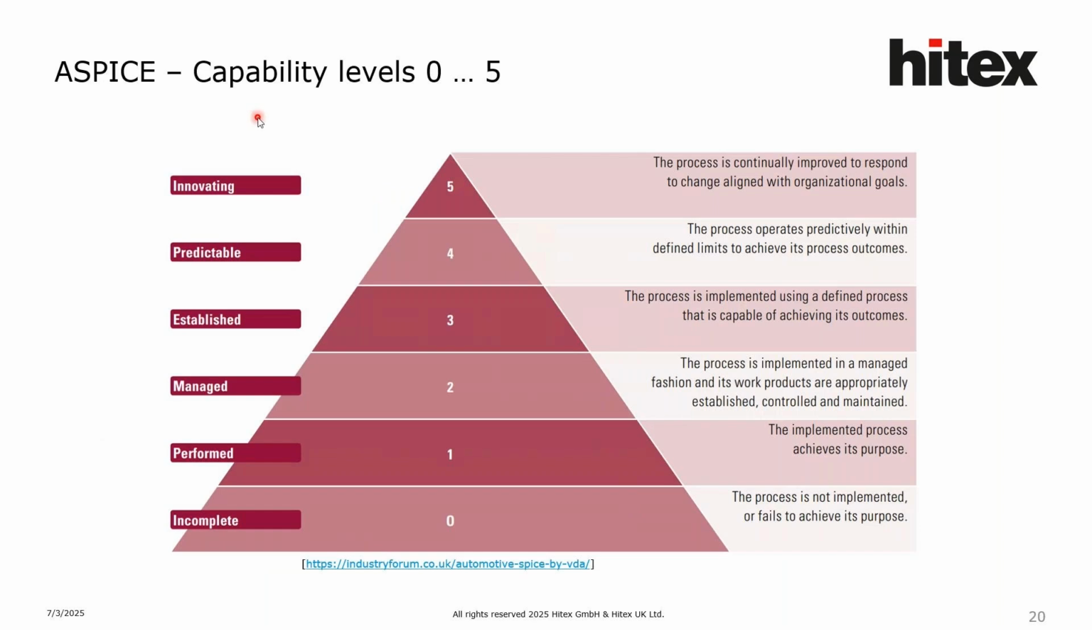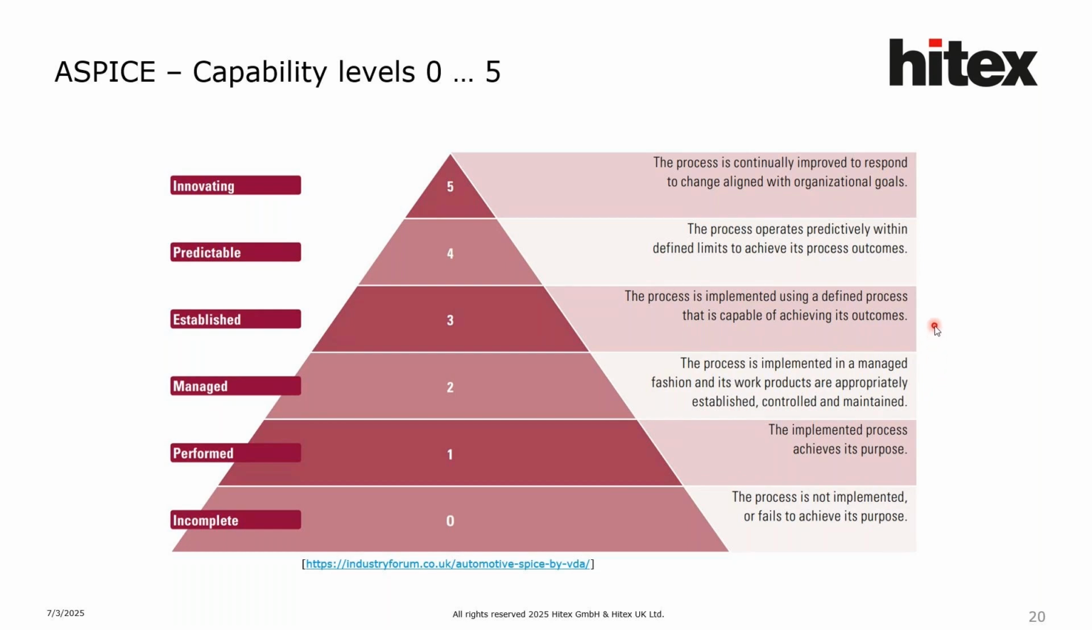Yeah, so in this slide, you can quickly see what the ASPICE capability levels are, from 0 to 5. Level 0 is where you don't follow any process, so it's called incomplete. Then level 1 is where you are following the process and achieving the purpose of the process, so it's called performed. And level 2, which I was insisting on, is the minimum requirement from any customers. It is called managed. Managed means the process is implemented in a managed fashion and its work products are appropriately established, controlled and maintained.